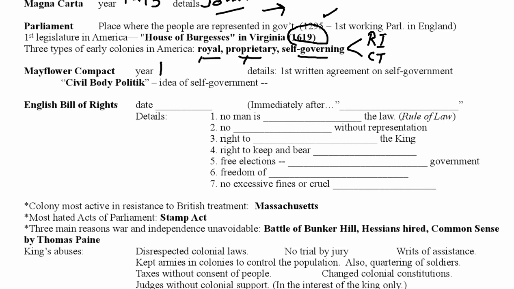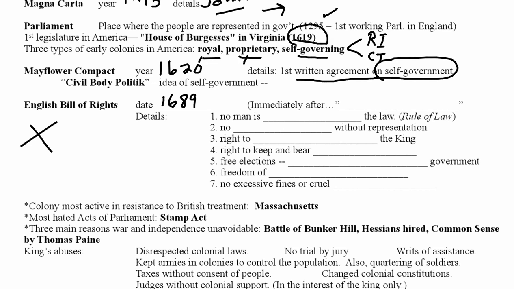This happened in 1620 in Massachusetts, actually Plymouth, Massachusetts. First written agreement on self-government. That's a good question. English Bill of Rights is fast forwarding a little bit to 1689, after what was called the Glorious Revolution. You might remember that.